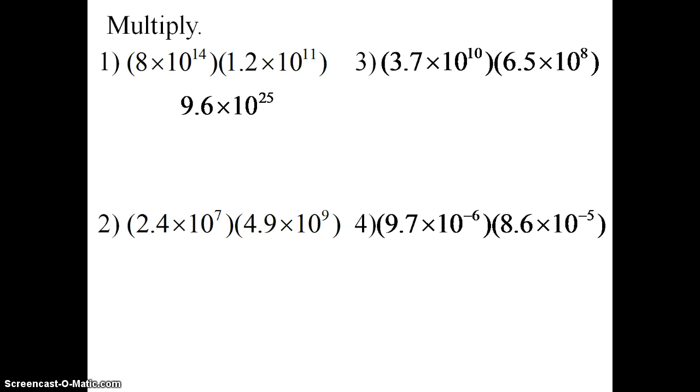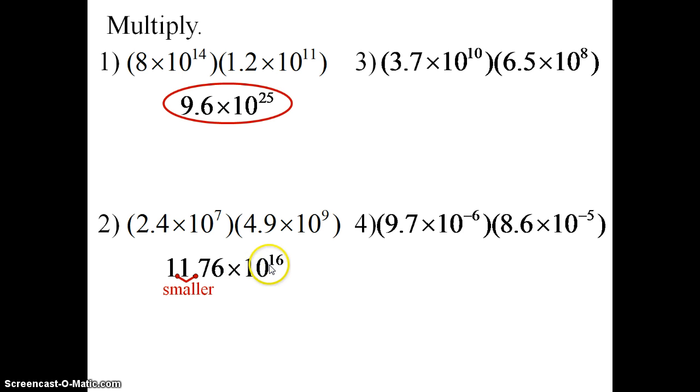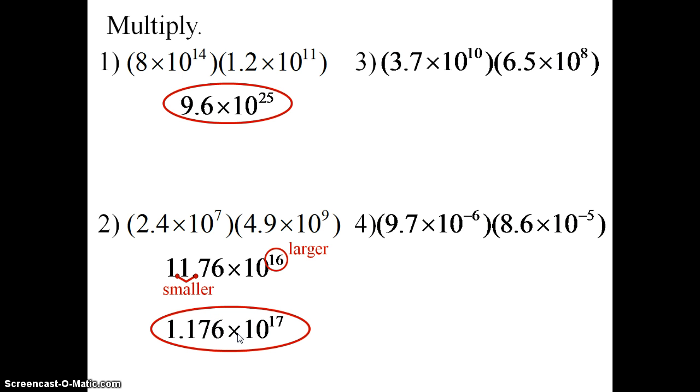And again, I don't have to do any adjusting because my value is between 1 and 10. Number 2, we're going to multiply 2.4 times 4.9. We can add our exponents. So we end up with 11.76 times 10 to the 16th. And here is a scenario where we have to adjust our exponent because we're not in between 1 and 10. So I'm going to move my decimal over one place to the left, which tells me I'm going to make my exponent larger. So I have 1.176 times 10 to the 17th power.